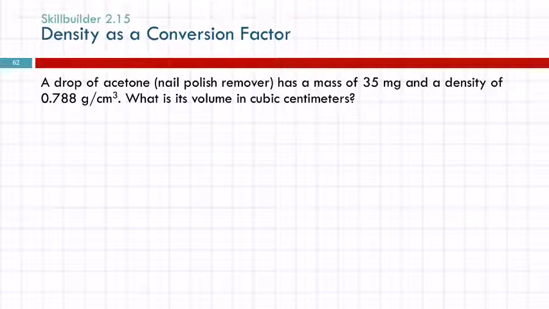Okay, a drop of acetone, which is the useful ingredient in nail polish remover, has a mass of 35 milligrams and a density of 0.788 grams per cubic centimeter. What is its volume in cubic centimeters?